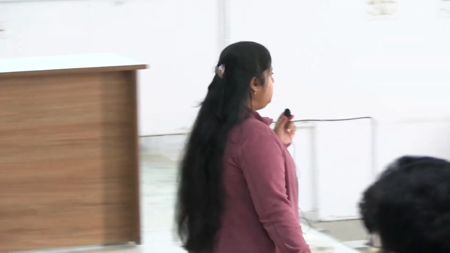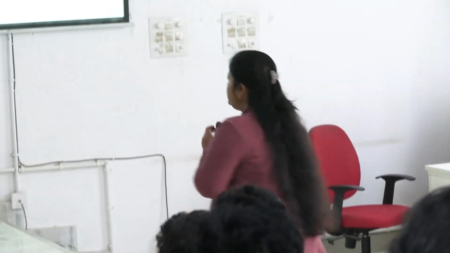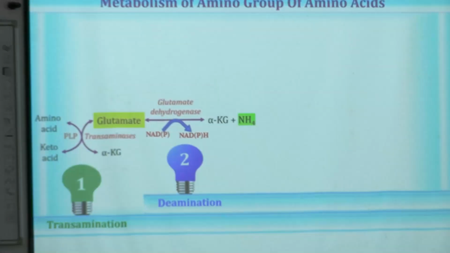So here is a quick recap of last day's class. What is transamination? Transfer of an amino group from one amino acid to a keto acid in presence of the transaminase enzyme, and the cofactor was what? Pyridoxal phosphate. Next, it is deamination. What is deamination? Removal of the amino group in form of ammonium ion, and it can be oxidative or non-oxidative. Oxidative deamination is mediated by the glutamate dehydrogenase enzyme.